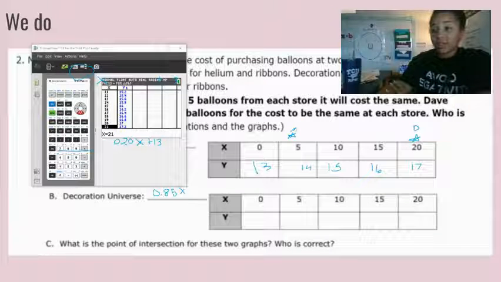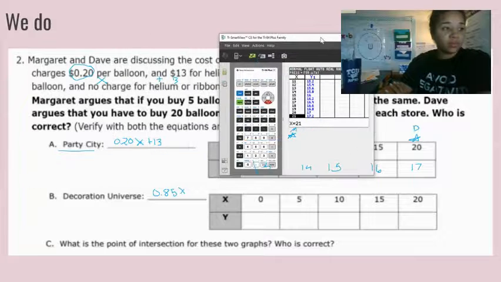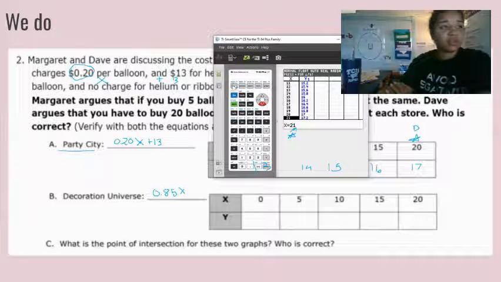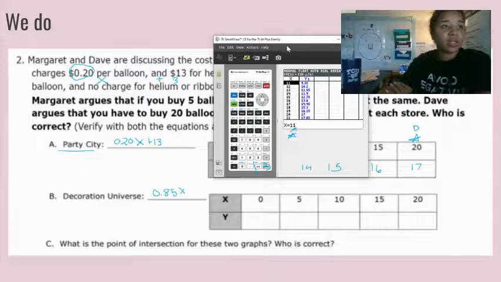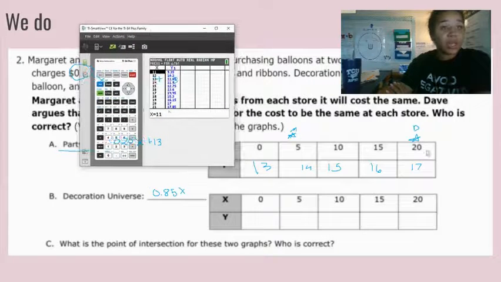Now we're going to do the same thing for the other one. 85 cents. I'm going to do Y equals, clear this out, and I'm going to do 0.85x. Then do second graph, and we're going to see the same thing. So I see 20 is 17. Oh, looks like Dave might be right.